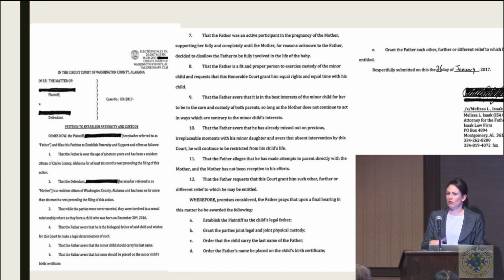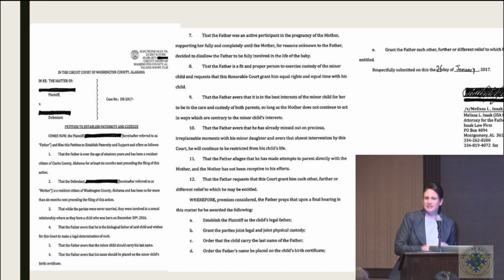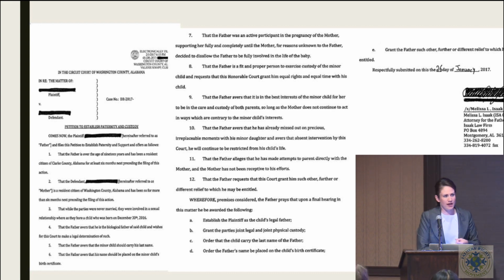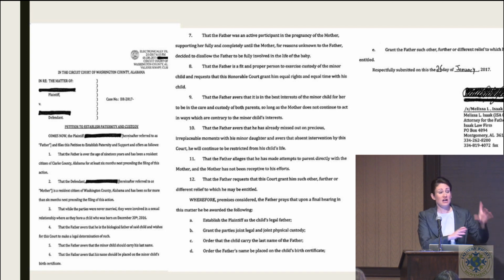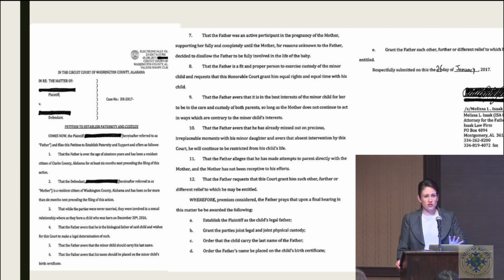We have to go into, he's the one that bought the pregnancy test. He went to every OBGYN appointment. Look at his Facebook page. It's full of ultrasound screenshots. Here's all the receipts for diapers. That's later down the road. In your petition, you make more general versions.